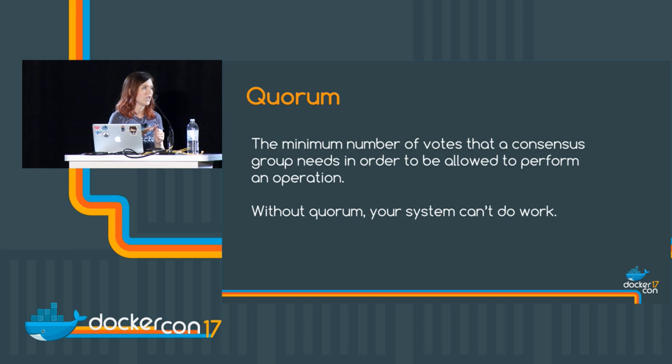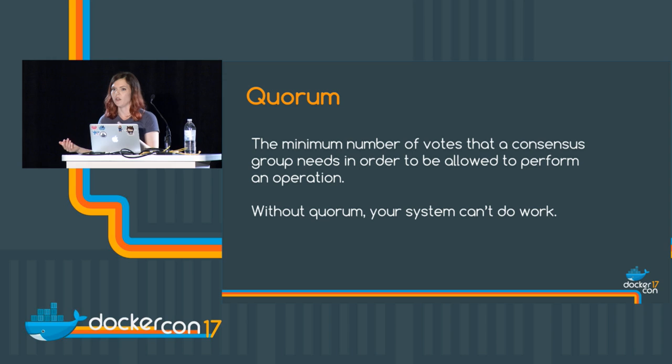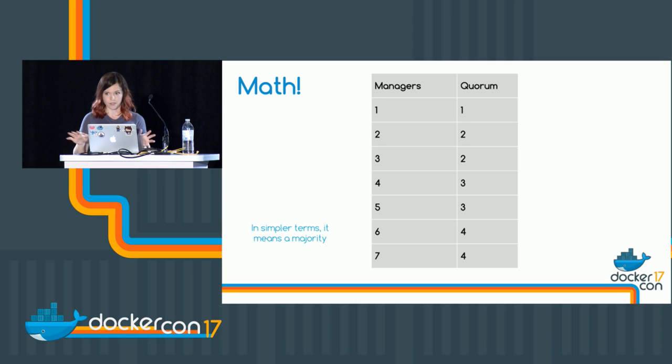Quorum, just like in the legislative, political sense, is the minimum number of votes that a group needs in order to perform an operation. In distributed systems, this is scheduling something, or promoting a node to become a new leader, like electing that node. If you do not have quorum, your system cannot do work. So you need to plan to maintain quorum in your consensus group at all times. This can be done with math, which is really fortunate for all of us.